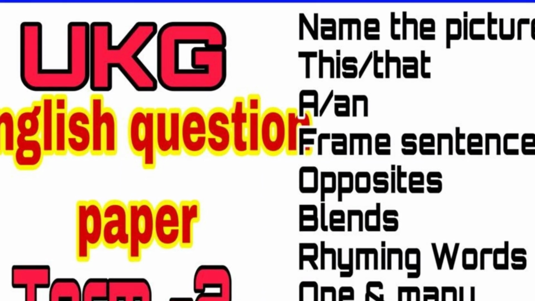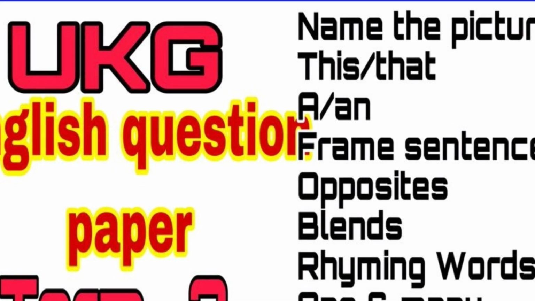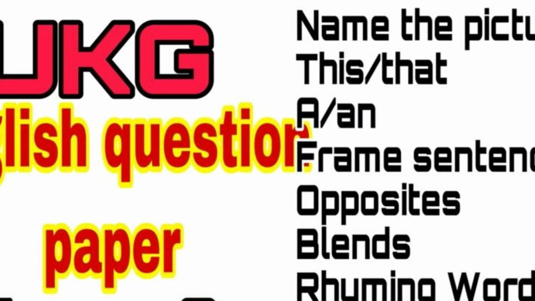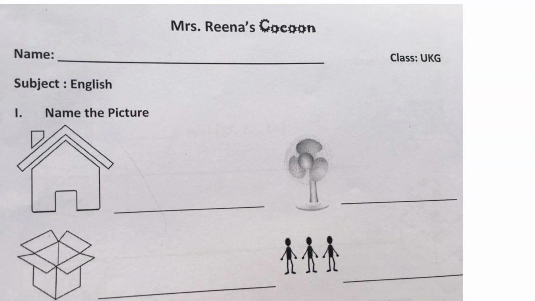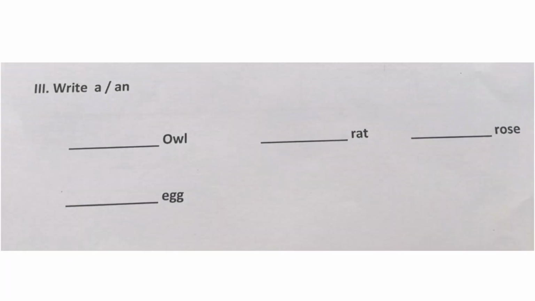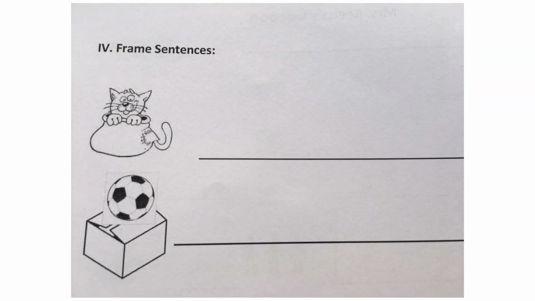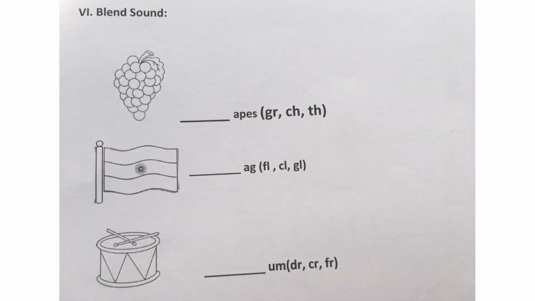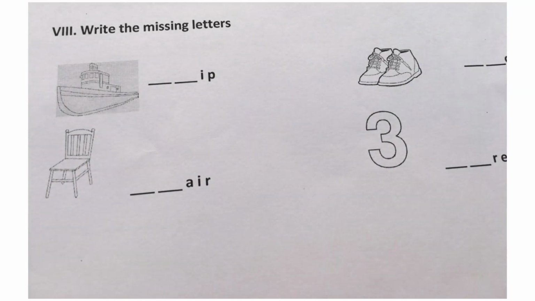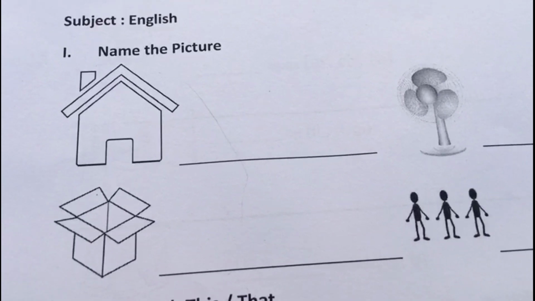This one I have prepared for the final exam, that means the term 2 annual exam question paper for UKG kids. In this question paper I have included questions on various topics like name the picture, this or that, a or an, frame sentences, draw the opposite pictures, blend sounds, rhyming words, diphthongs, one and many, and question answers. Now let's see the questions in detail.